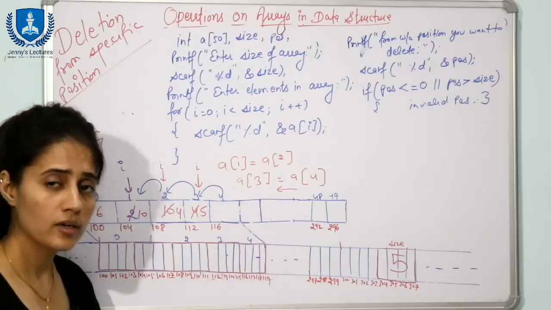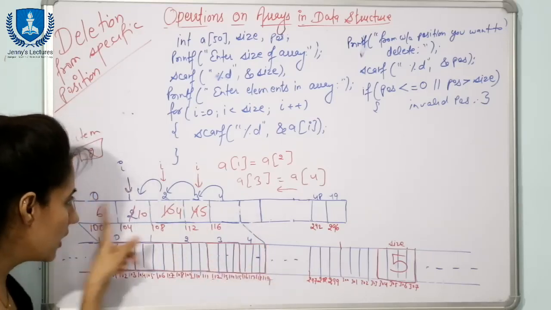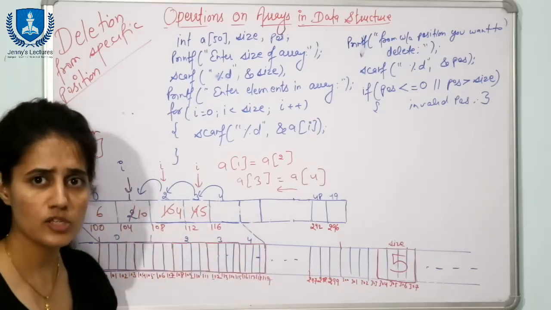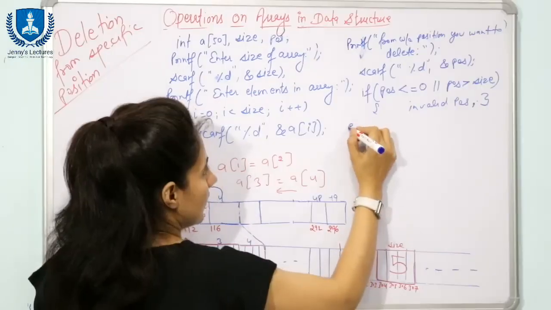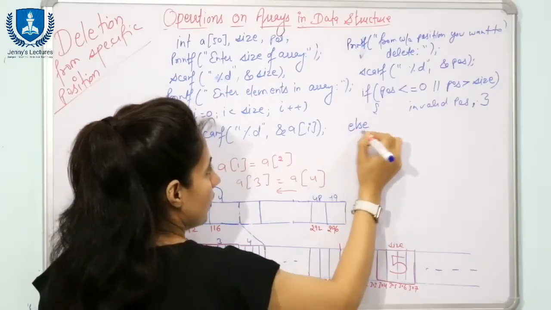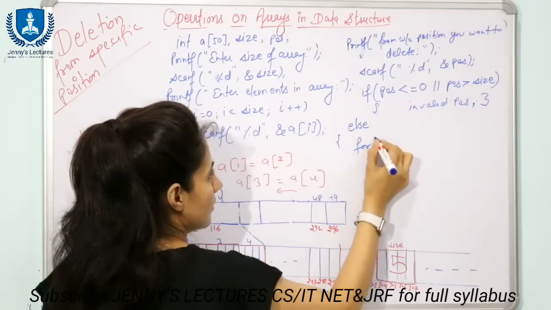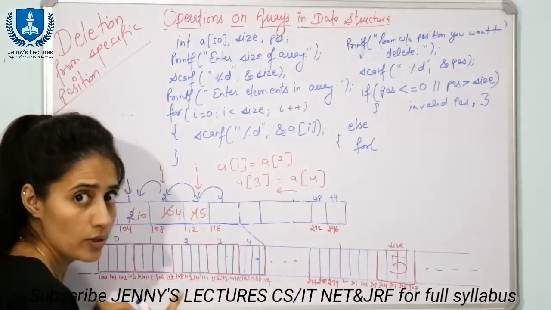And you will also check if there is no data in this array, then obviously that is an underflow condition and you cannot delete the data. Else you will write, now the for loop would be started. Now we are going to delete.